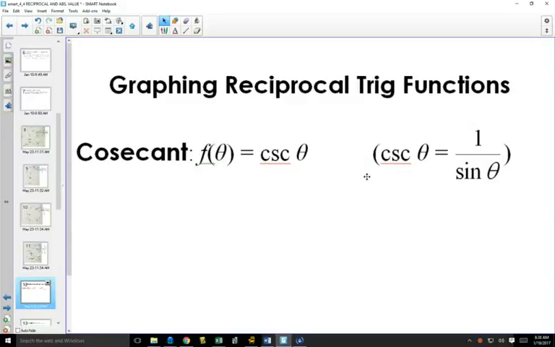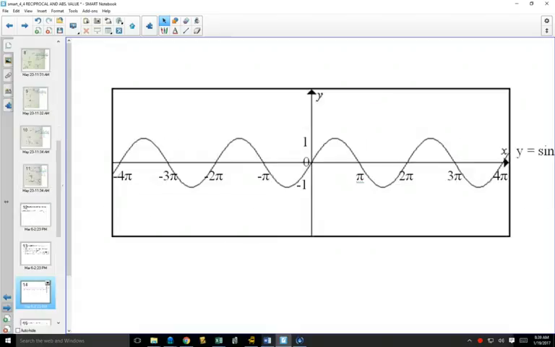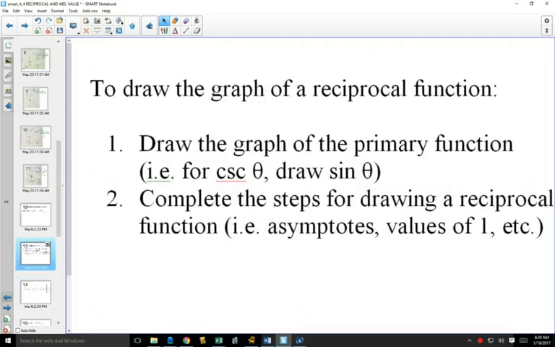So for graphing these reciprocal trig functions, we'll start with cosecant, which is 1 over sine. And on the paper that you have, you've already got the graph of sine, and this is just a review of the steps that we take. So we draw our original function, and that's already been done for you. So sine of x is already there. Then you complete the steps for the reciprocal graph.